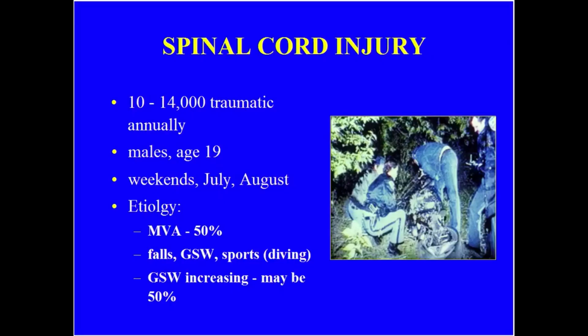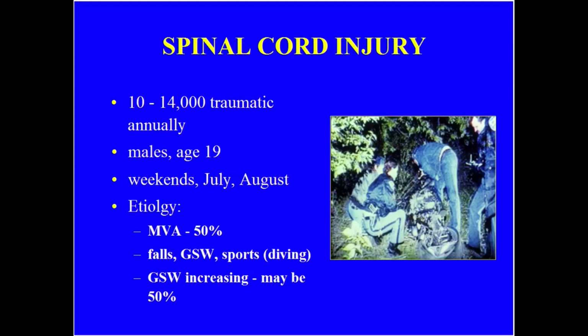There are somewhere between 10 and 14,000 traumatic spinal cord injury cases a year. And it's far and away more common in males than in females. And the mode age, meaning the most common age at which it occurs, is 19. So the tragedy is this is really a disease of young people. It's more common on weekends. It's most common in the summer.